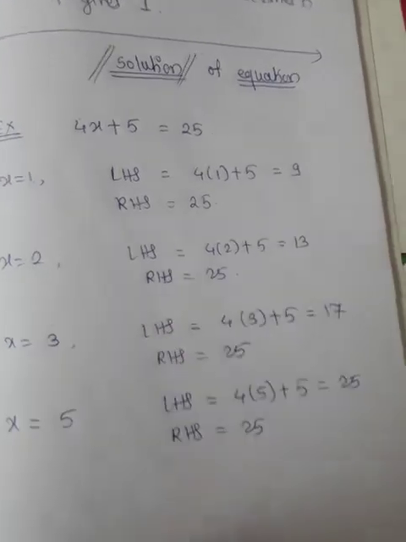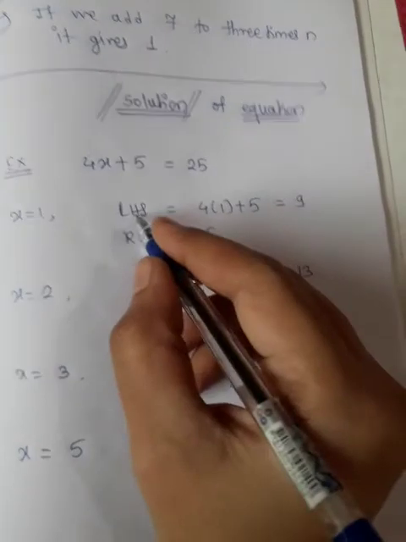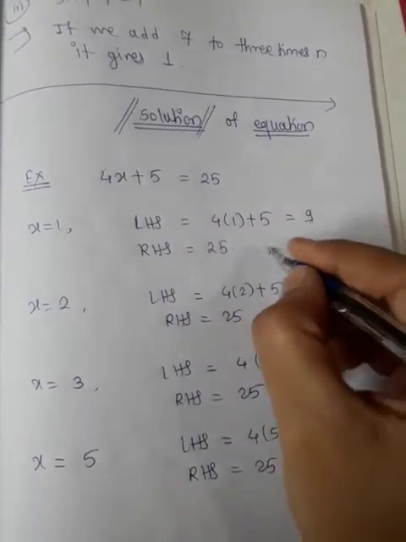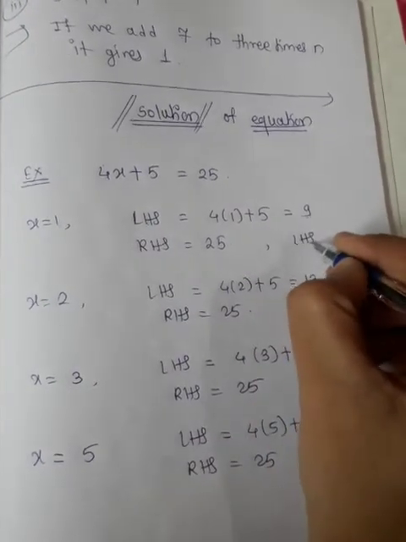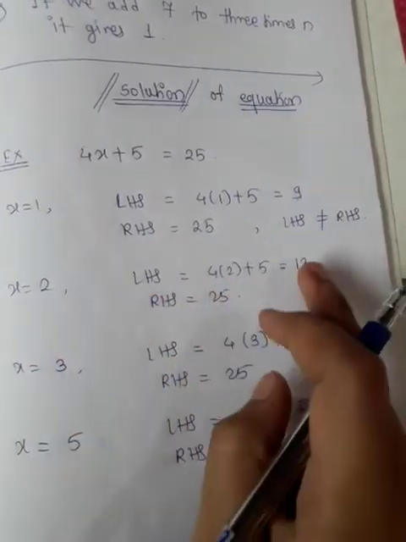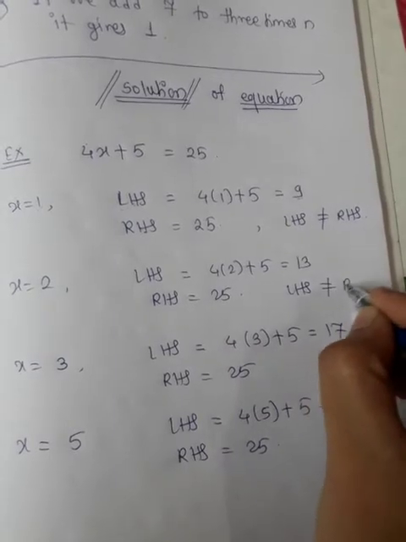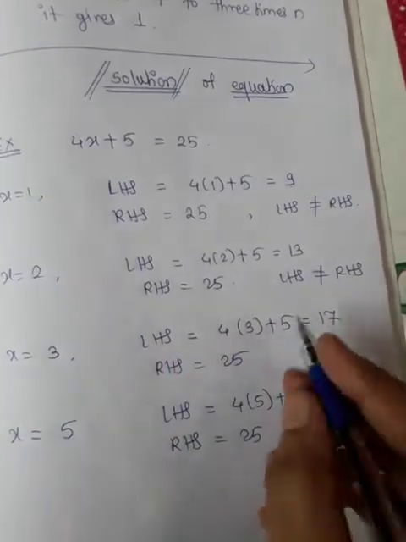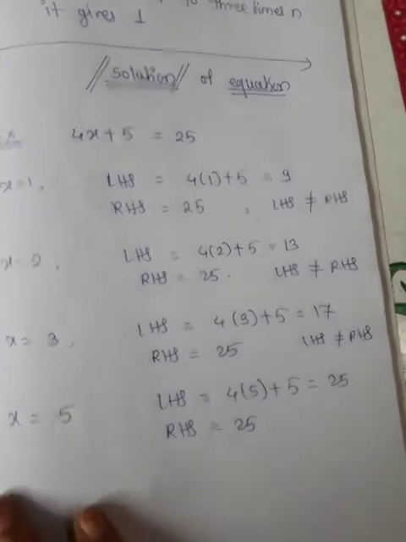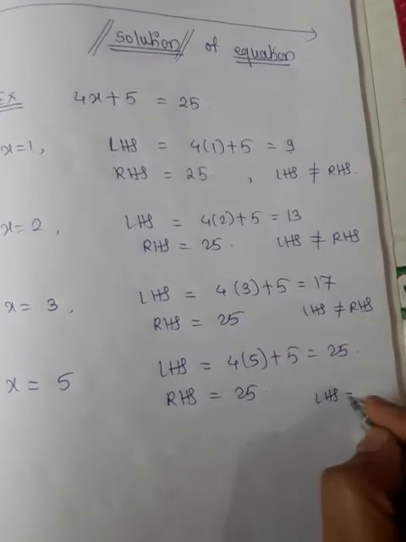and the value of RHS remains 25. So see, in these 4 steps, if we put x equal to 1, then the values of LHS and RHS, 9 and 25, are not equal. If we put x equal to 2, here also 13 and 25, LHS is not equal to RHS. If we put x equal to 3, here also LHS is not equal to RHS. And if we put x equal to 5, see here LHS is equal to RHS.